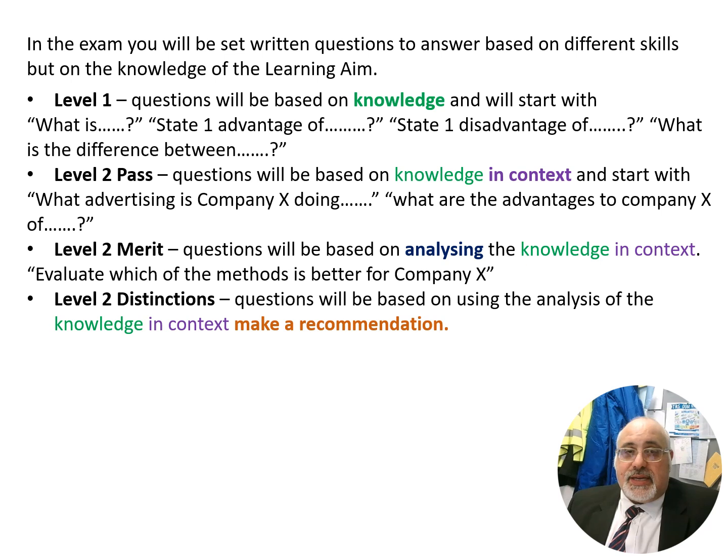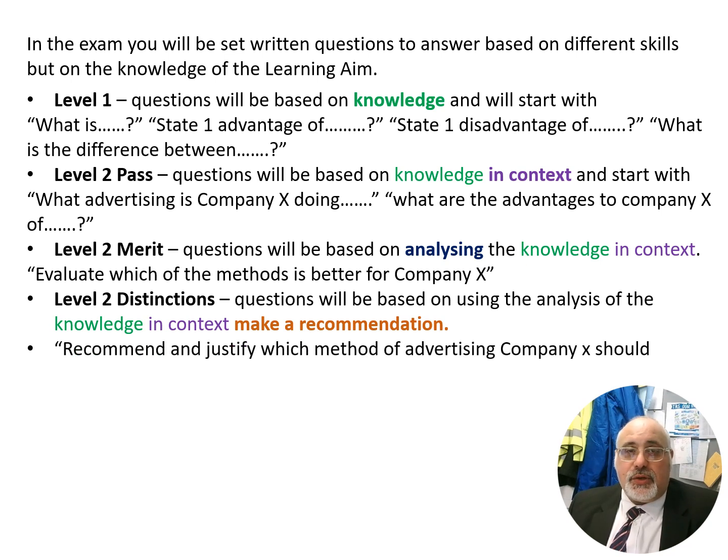The level 2 distinctions, which at the moment will not appear in the exam tomorrow, will be further down the line in class assessments, but you will also be asked to make a recommendation. So the question would look like, recommend and justify which method of advertising Company X should go with.